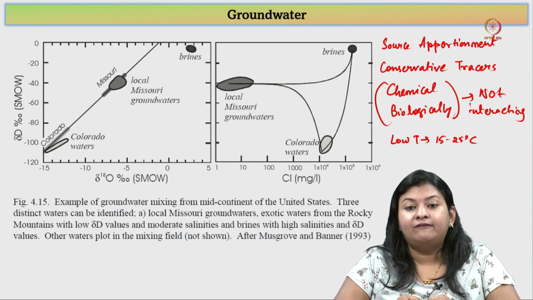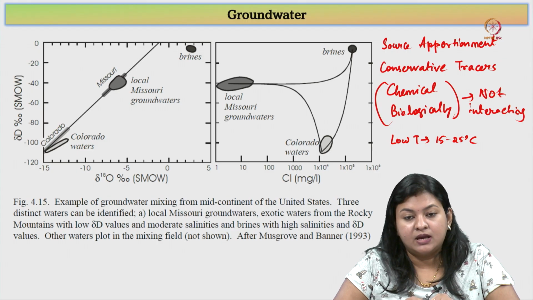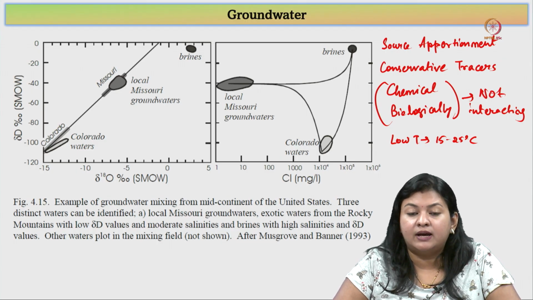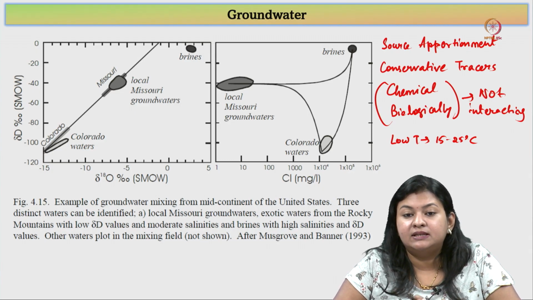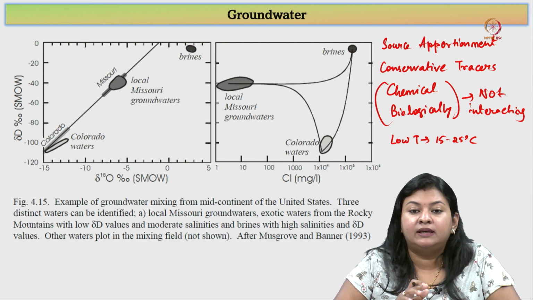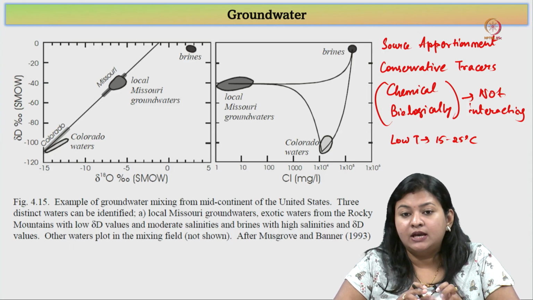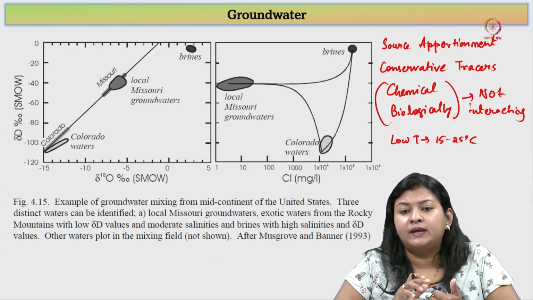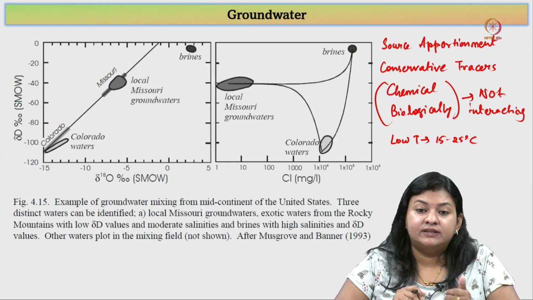Therefore, the solutes are my non-conservative tracers as compared to my water isotopes, which are conservative because they are chemically and biologically inert. It means no kind of uptake or interaction is going to change my water isotope composition. Therefore, they work extremely well in this kind of source apportionment application. And here is an example.